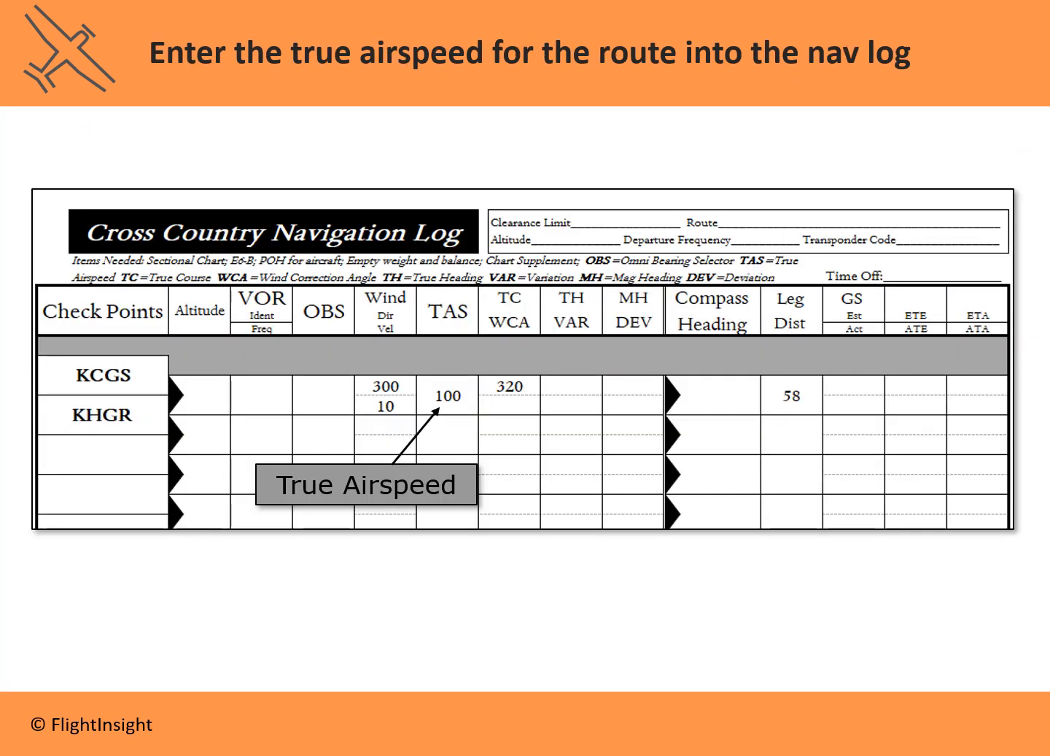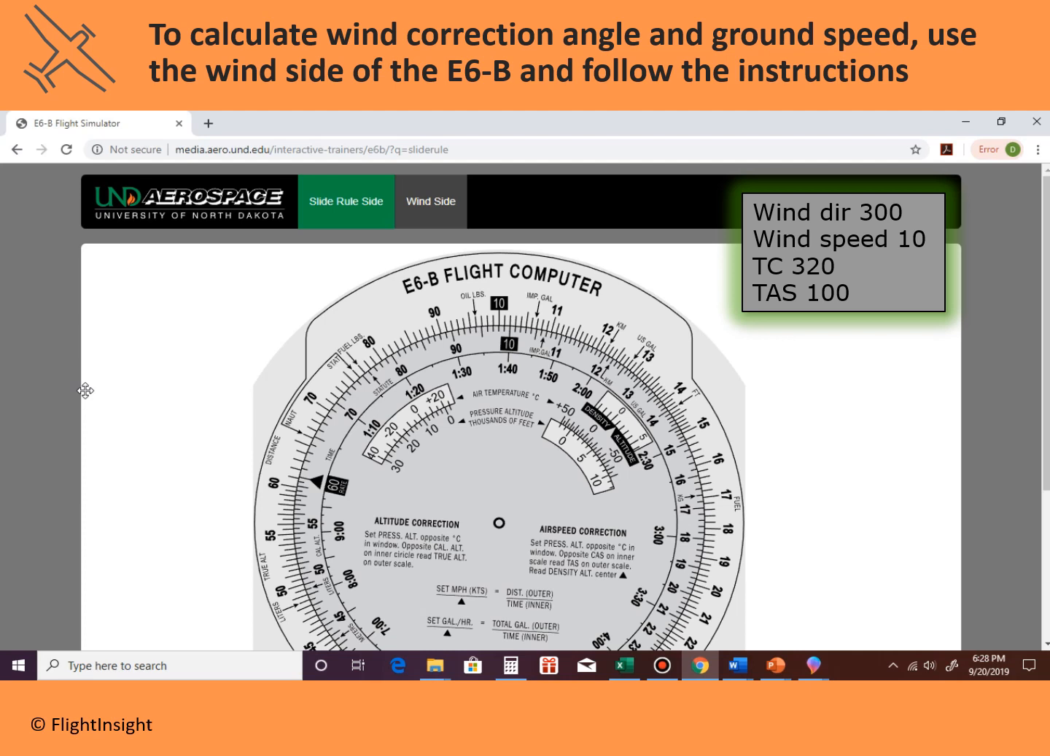So here now we'll input the true airspeed of 100 knots into that true airspeed column. So now we've got all the ingredients that we need to start figuring out where to actually point this aircraft. We've got the wind direction and velocity, the airspeed, and the true course. That's all we'll need to start figuring out our heading for computing where to actually point this aircraft in flight. So how are we going to figure out the ground speed and the wind correction angle?